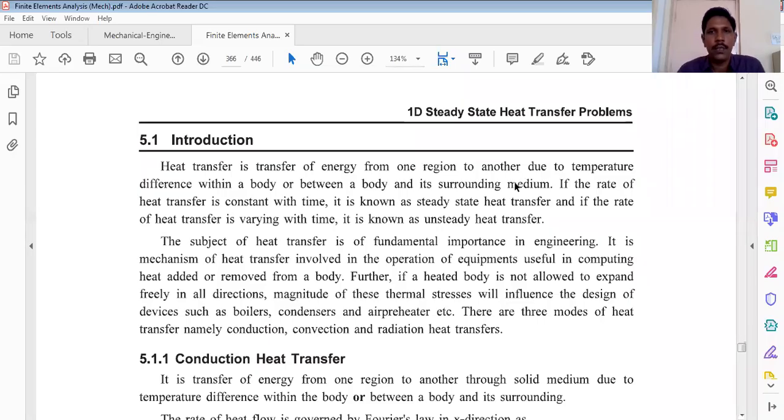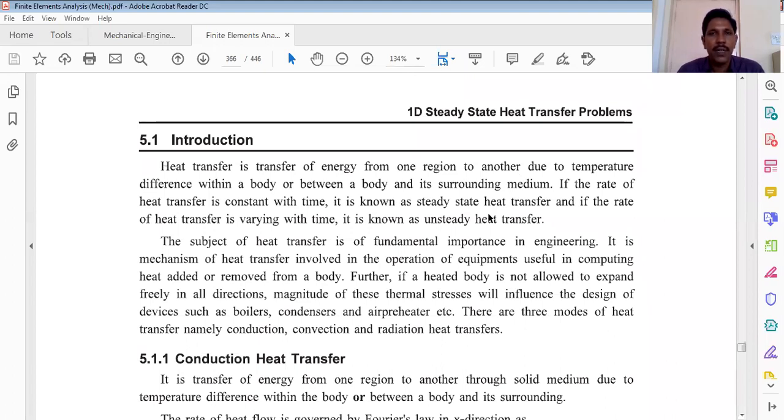Hello everyone. Let us start with module number 4. It consists of 1D steady state heat transfer problems, or just it may be called heat transfer problems. So in general, heat transfer is the transfer of energy from one region to another region due to temperature difference between the body, within the body, or between the body and the surrounding.